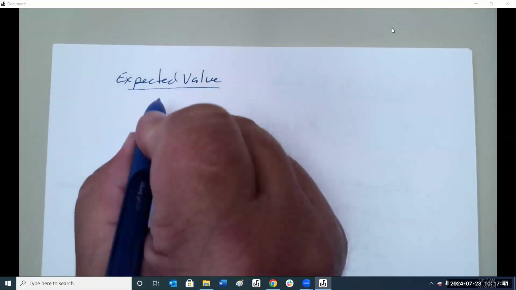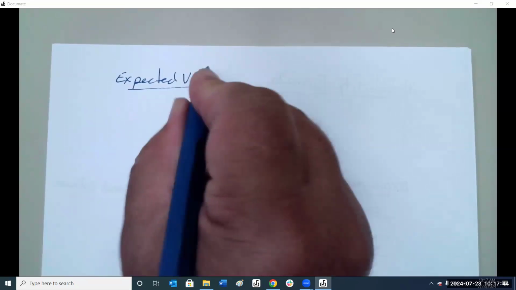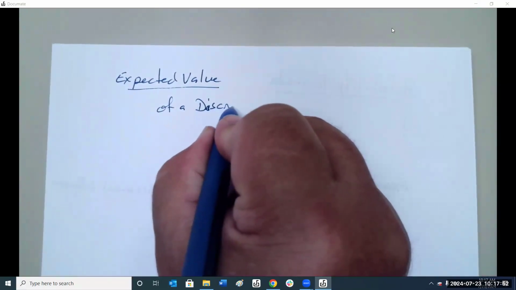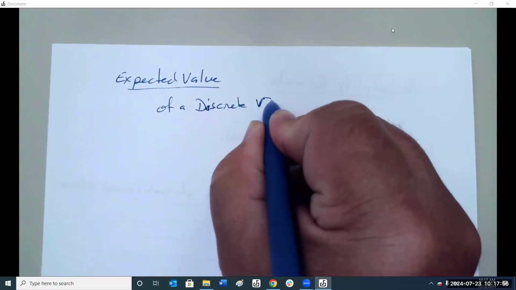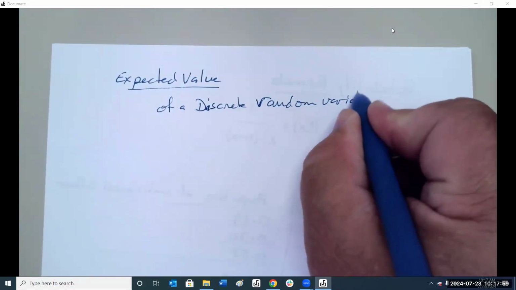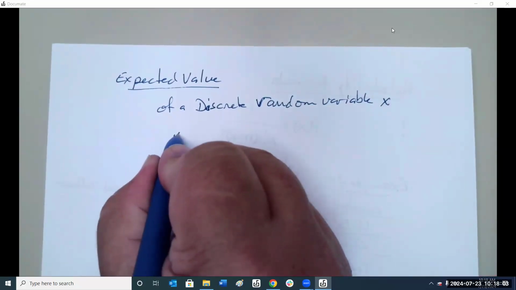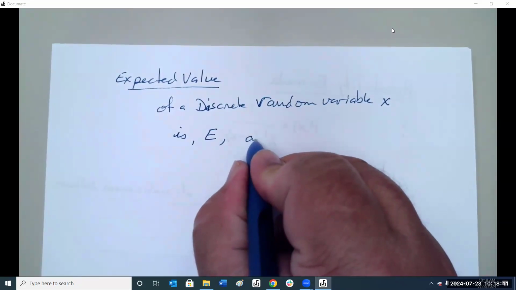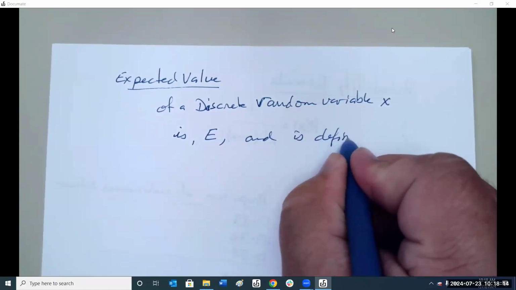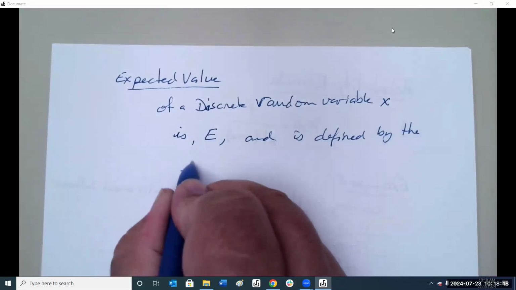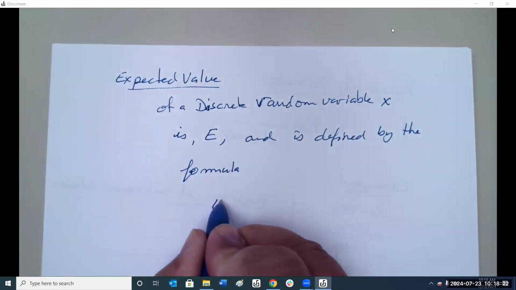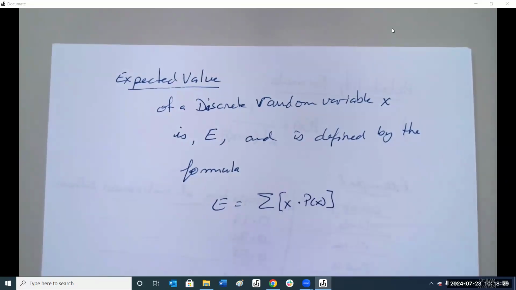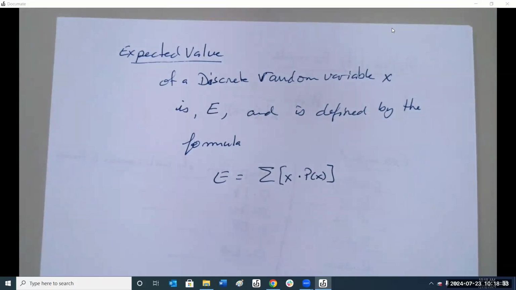So the expected value, the definition of it: the expected value of a discrete random variable is E and is defined by the formula E is equal to the summation of x times p of x. That's the expected value of your mean.